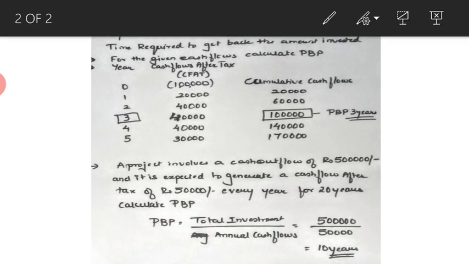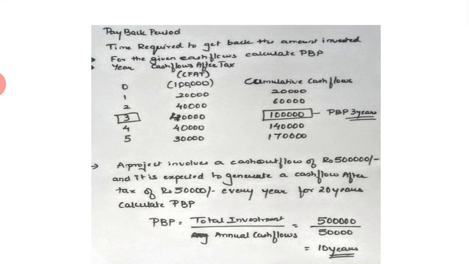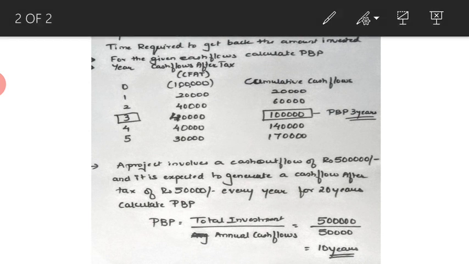Okay, so the first one is the payback period. What is payback period? It is the time required to get back the amount invested. That is the simplest definition that we can give. Suppose I have invested 10 lakh rupees in a project, in how many years will I get back those 10 lakh rupees? That is given by the payback period.